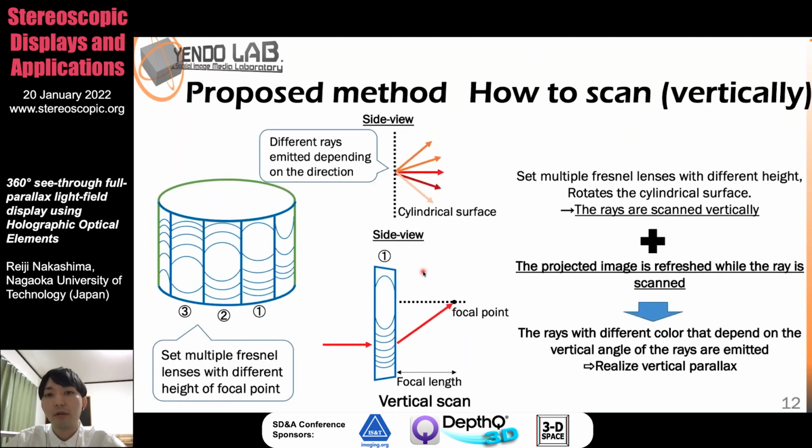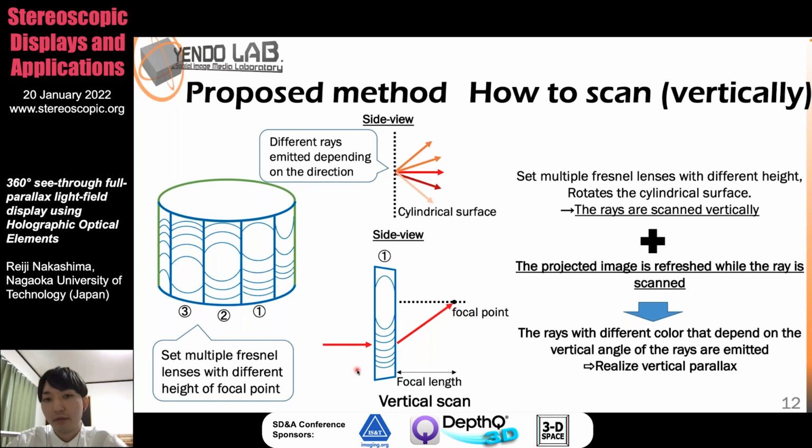Next, I will explain how to realize the vertical parallax. If multiple square lenses with different heights are set on the cylindrical surface, like this, the same principle of horizontal scan that I explained in the previous slide is applied on each lens. And as the cylindrical surface rotates, the vertical component of the direction of the ray is constant through one lens, but it is changed when the lens is shifted to the next lens.